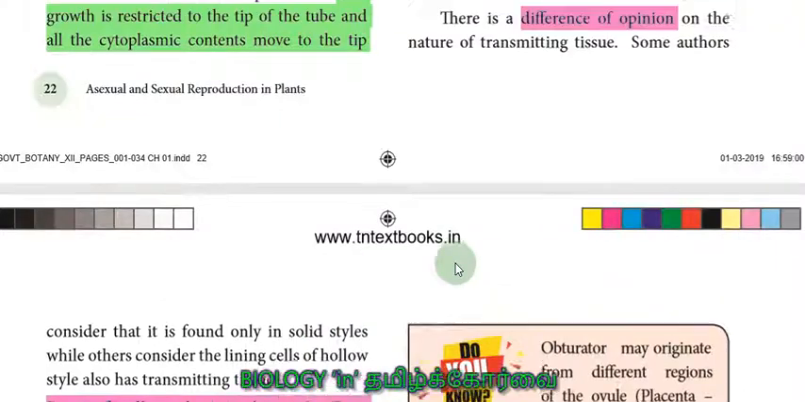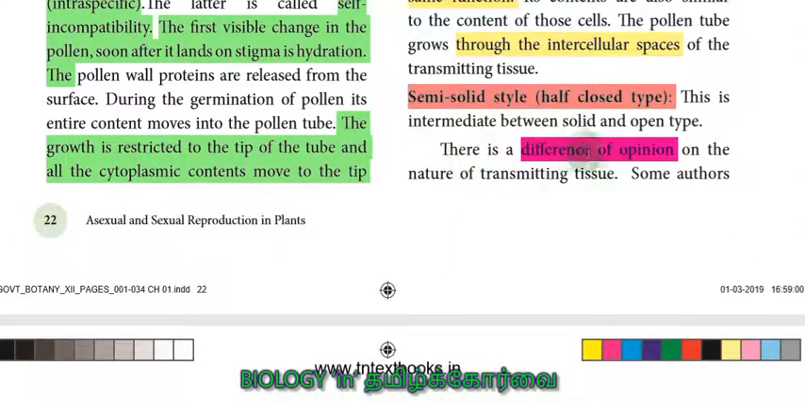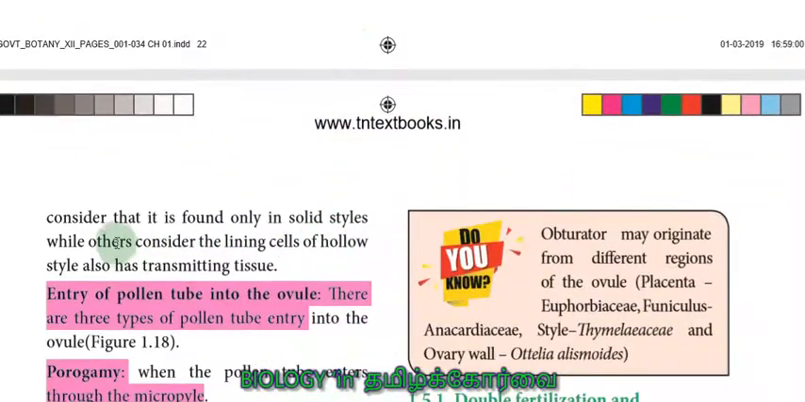Next, there is a difference of opinion on the nature of transmitting tissue. Some authors consider that it is found only in solid styles, while others consider that the lining cells of the hollow style also have transmitting tissue. So there is a dispute among the scientists.